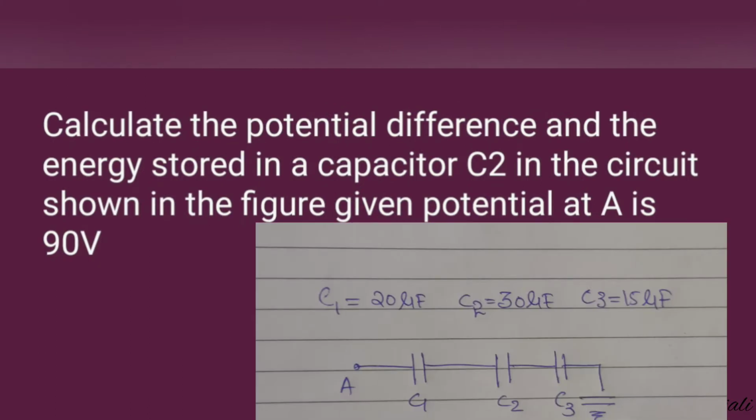Next is a 3 mark question. Calculate the potential difference and the energy stored in capacitor C2 in the circuit shown in the figure. Given the potential at A is 90 volt, C1 is equal to 20 microfarad, C2 is equal to 30 microfarad and C3 is equal to 15 microfarad.